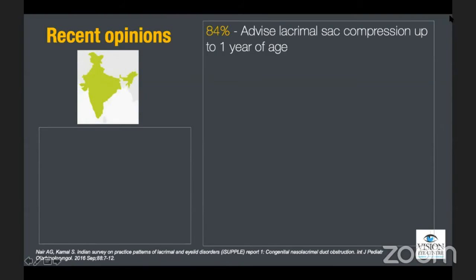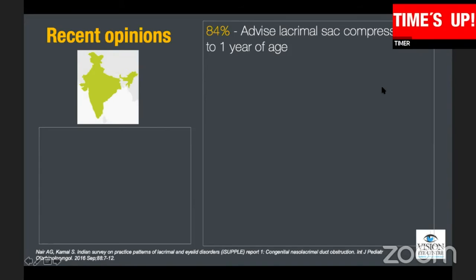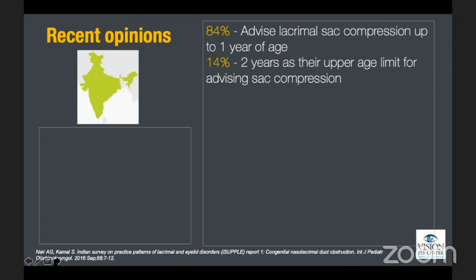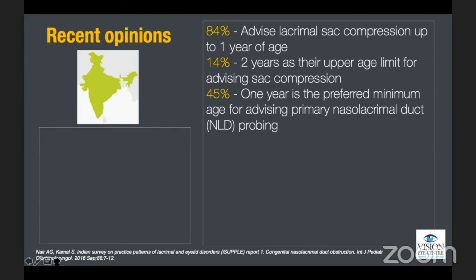This was an important study or survey which was carried out by Dr. Akshay Nair's group, wherein most of them advised sac compression up to 1 year of age, and 2 years was the age limit for their sac compression. And 1 year was the minimum age for advising probing, the upper age limit for probing being 5 years.